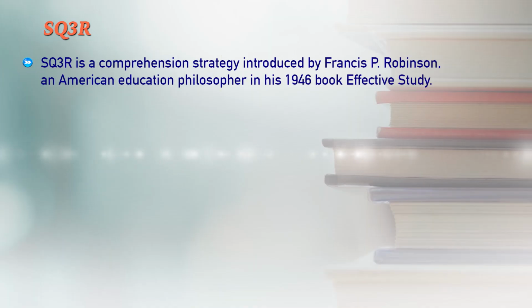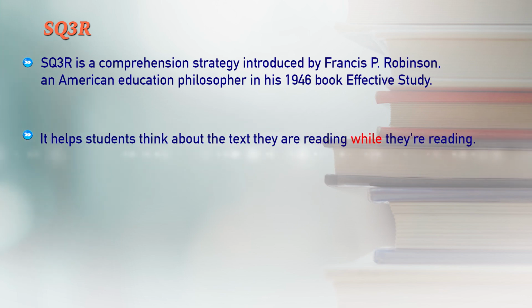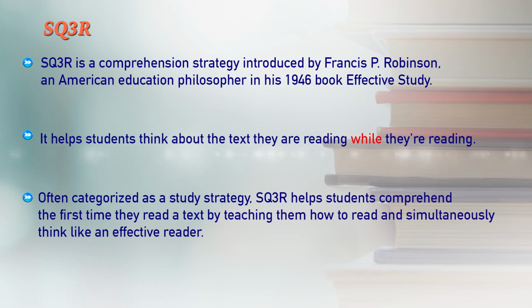SQ3R is a comprehension strategy introduced by Francis P. Robinson. He was an American educational philosopher, in his book Effective Study, which was published way back in 1946. This strategy helps students to think about the text they are reading while they are reading. Often categorized as a study strategy, SQ3R helps students comprehend the first time they read a text by teaching them how to read and simultaneously think like an effective reader.